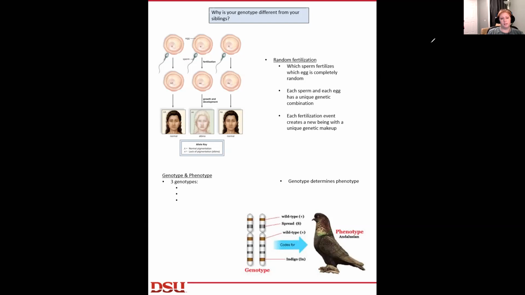Again, because which sperm fertilizes which egg is completely random. Each sperm and each egg have a unique genetic combination because of independent assortment. And each fertilization event creates a new being with a unique genetic makeup. In other words, every time fertilization takes place, you have a different egg and a different sperm meeting. So all of this actually, I don't know why I left that out, answers this question about why your genotype is slightly different from your siblings. When a DNA study is done, it will be very apparent in your DNA that you are siblings.